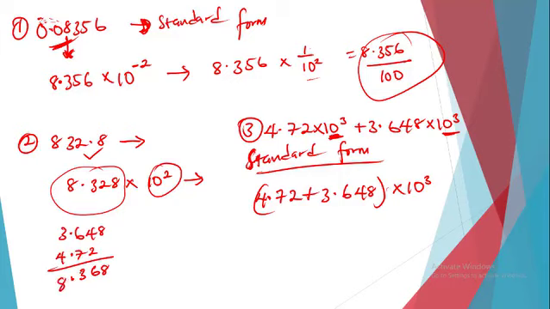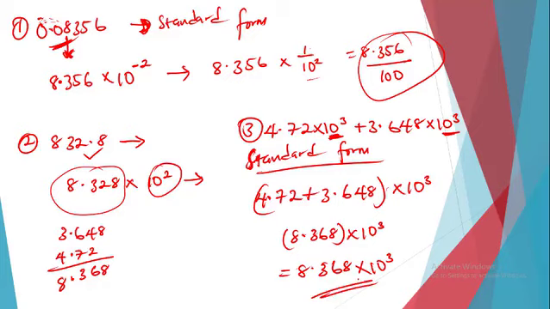8. Is that correct? So for this we'll have 8.368 times 10 raised to power 3, and that is equal to 8.368 times 10 raised to power 3 as our answer. Okay, if you don't want to solve it this way, there's yet another way of solving it.